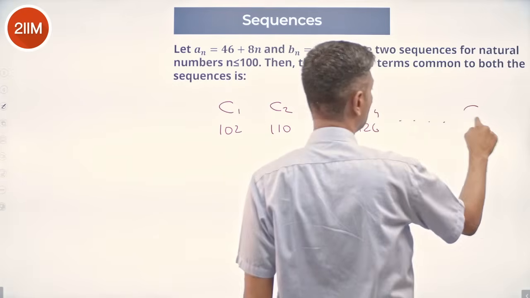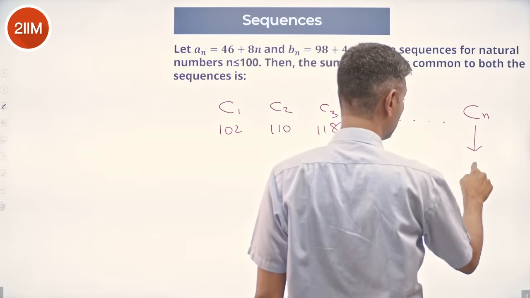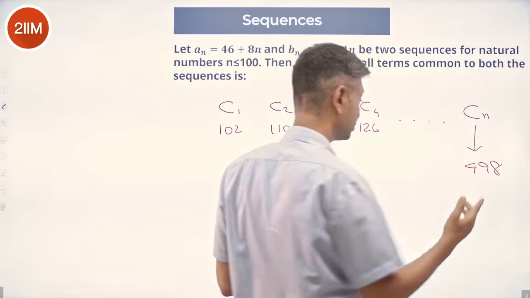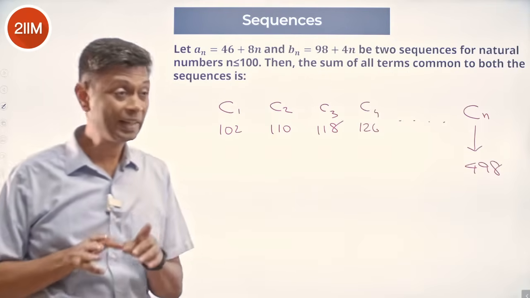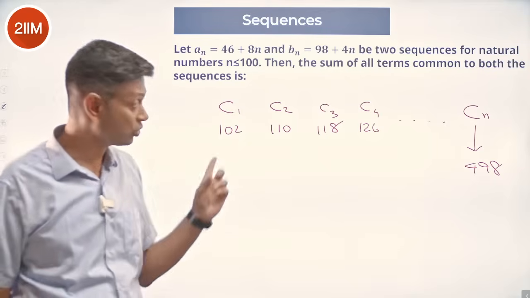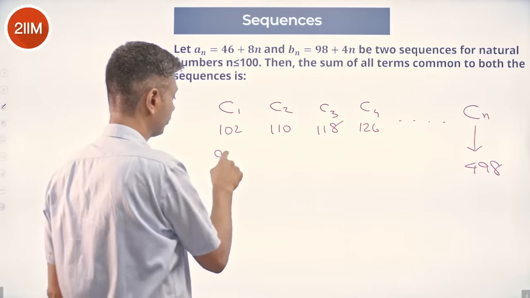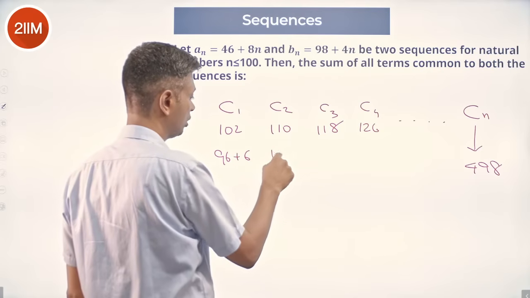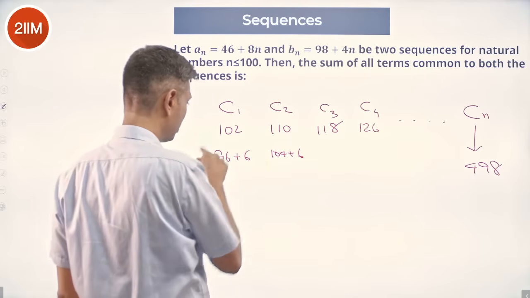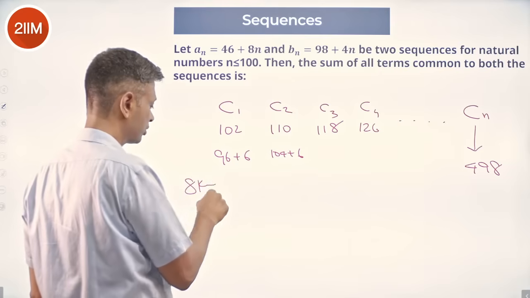Till Cn, which could be 498. Could be, may not be. 498 need not be an element in this sequence. This goes in step size of 8. This is 96 plus 6. This is 104 plus 6. So each number here is of the form 8k plus 6.